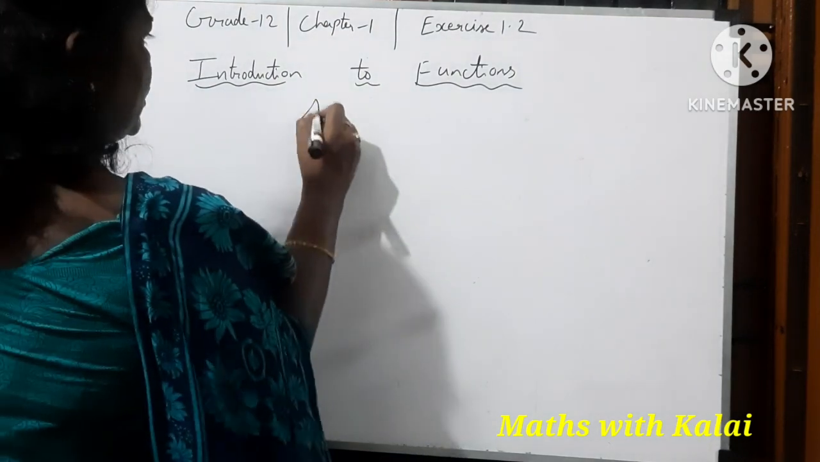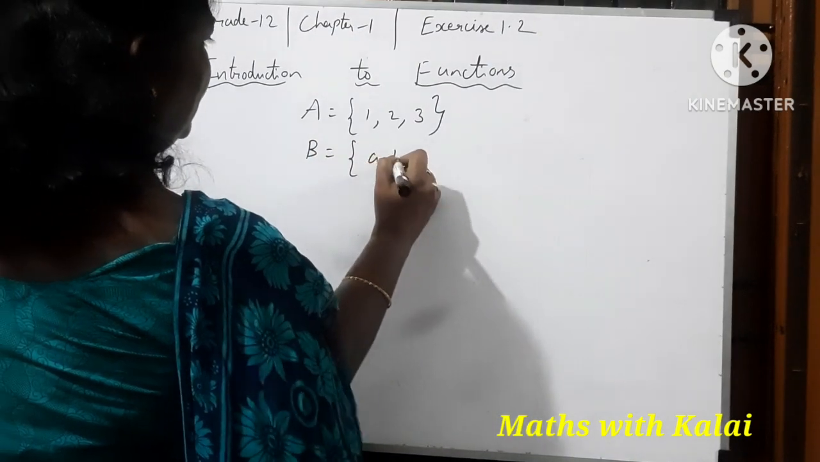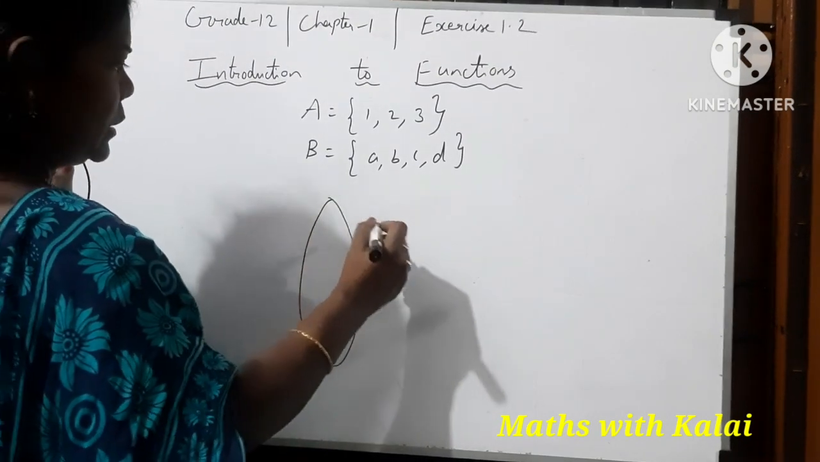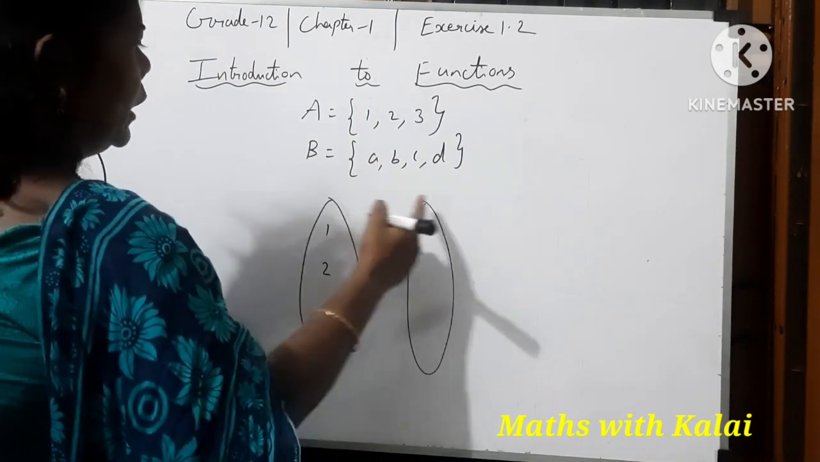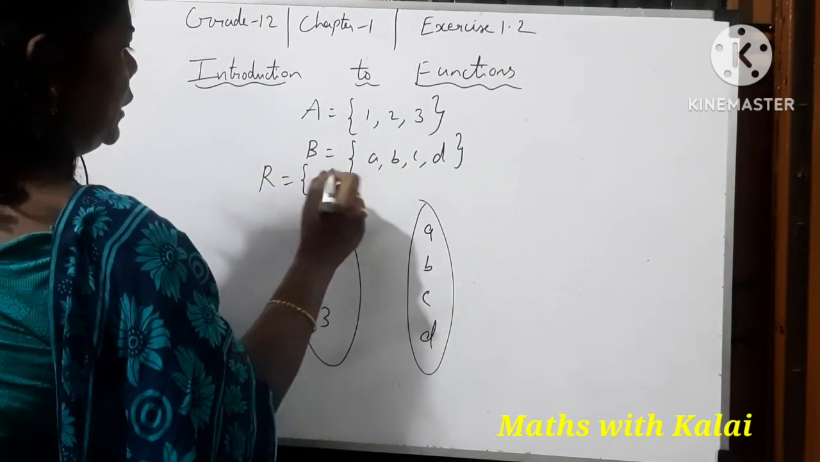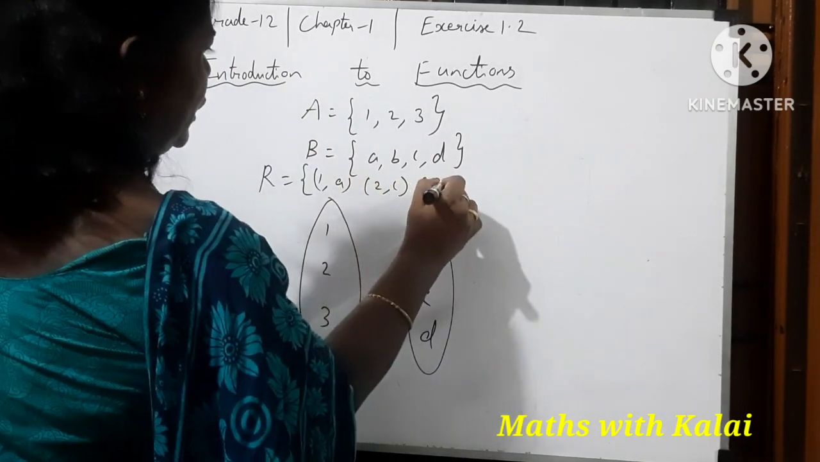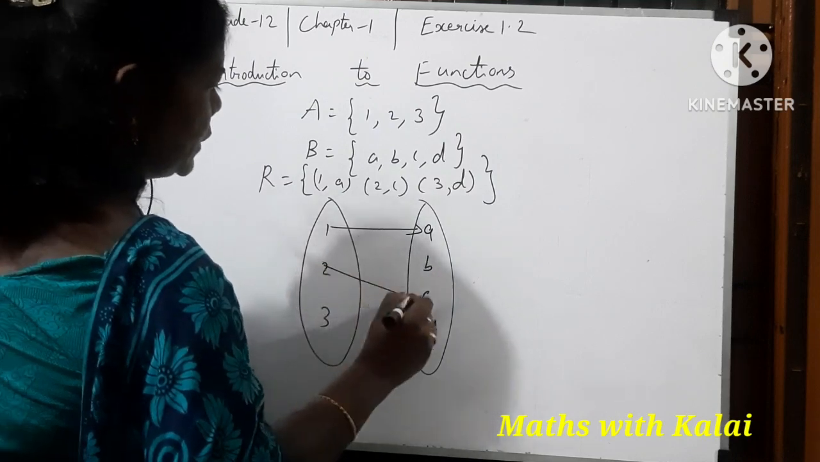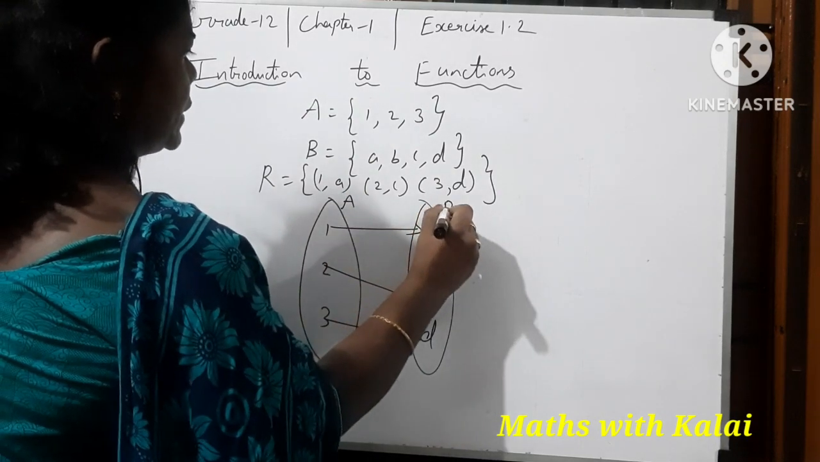Now I am considering two sets like this. A is equal to the set of 1, 2, 3 and B is equal to the set of a, b, c, d. In the first circle, take the elements of set A, 1, 2, 3, and mark them, and in the second take a, b, c, d, and some relations are to be given. Say R is the set of relations given, for example 1, a, 2, c, 3, d. So 1 is mapped to a, 2 is mapped to c and 3 is mapped to d. Mappings are given like this. These are the elements of set A, and these are the elements of set B.